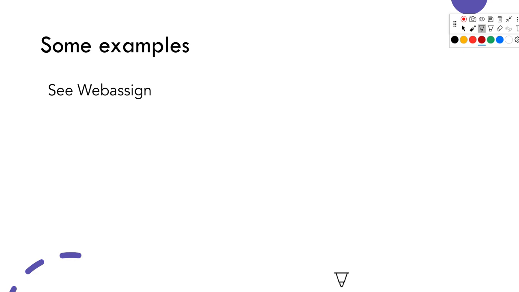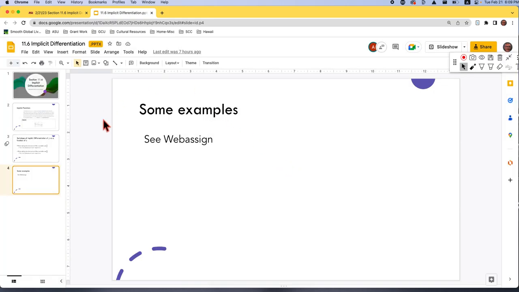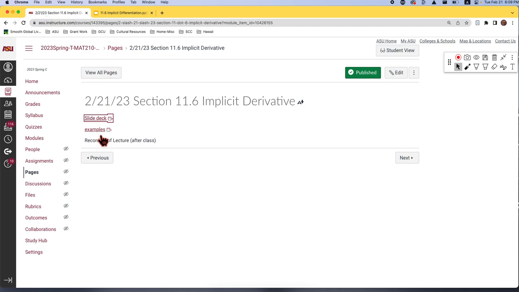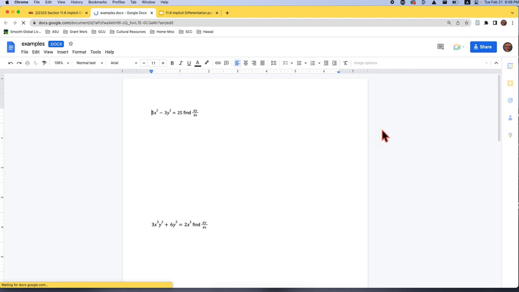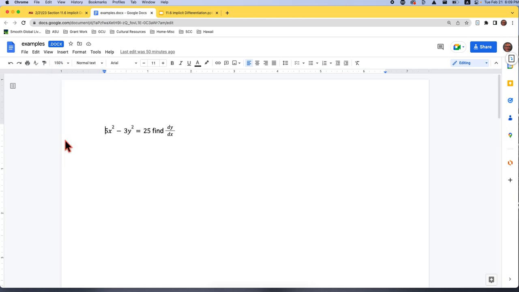So in WebAssign, I went ahead and copied some of the problems and changed them because I want you to be able to work through them. Let me go back here. I'll go to the examples, and I did it in a Word doc so I'd have enough room to work on things. We want to zoom. Let's make this bigger.